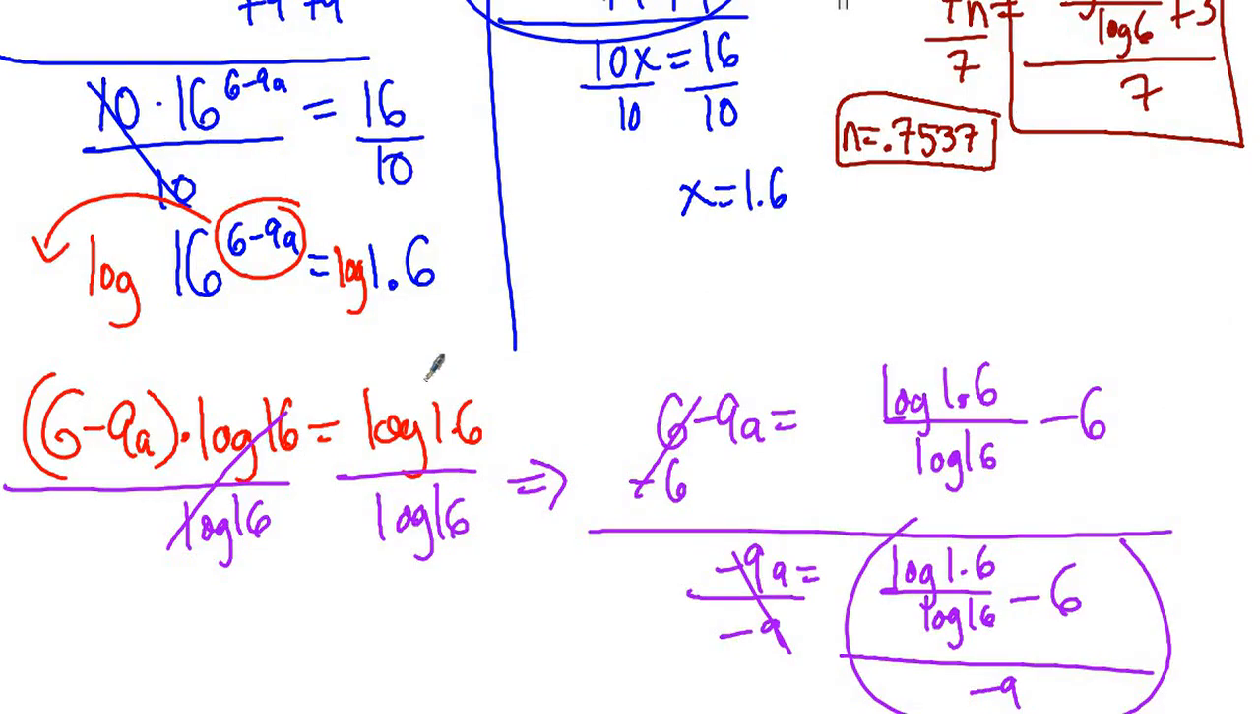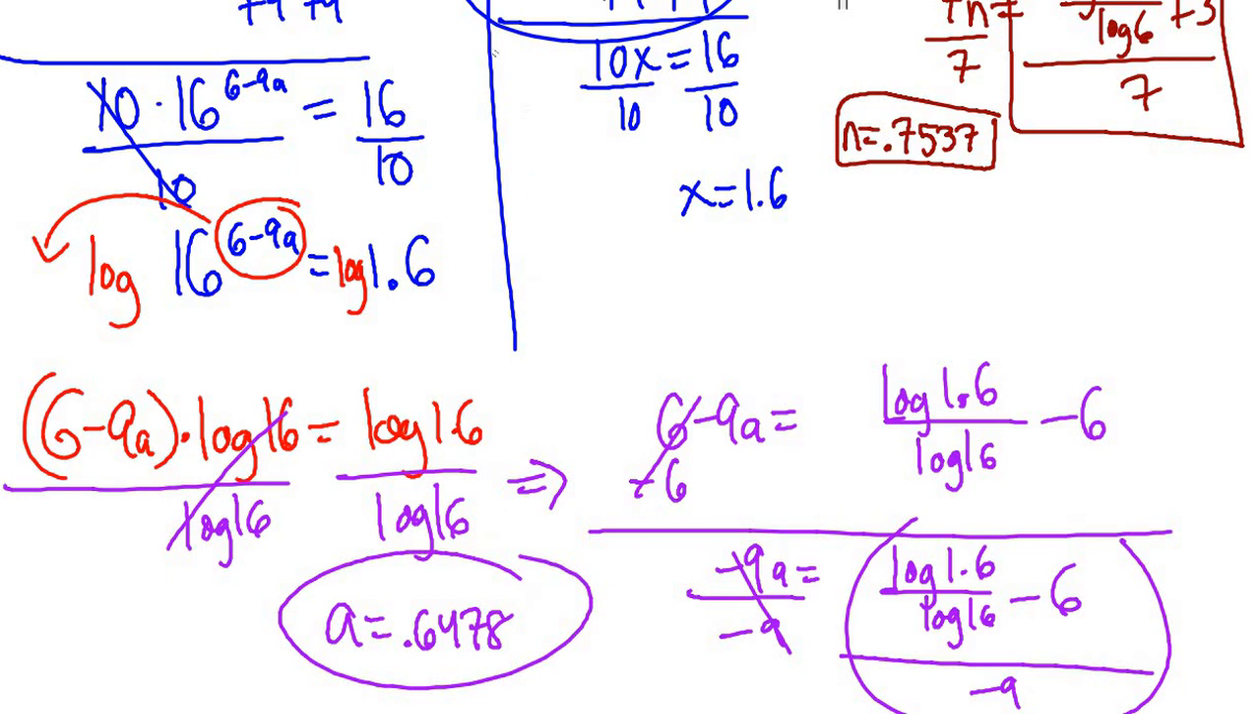So that is our answer for x, 0.6478. Let me just write that down, and that is how we solve log equations. So hopefully that makes sense.